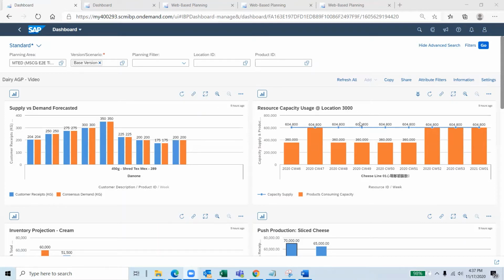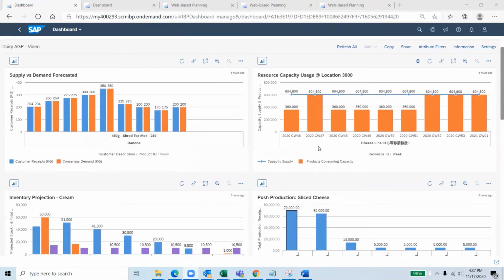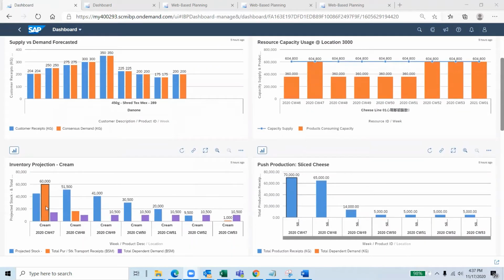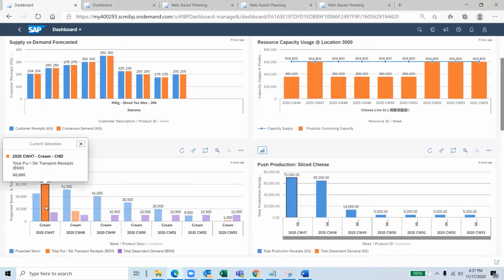Now, the supply plan is tied with resource capacity usage at the factory. We all know that. In this, we have shown you the example of cheese line product. You see that the capacity usage is at its peak in few weeks, and in some others it is not. In few weeks that it is at its peak, it is due to the system wanting to consume the cream that is coming in from the other plant. You can see that excess cream is coming in here.